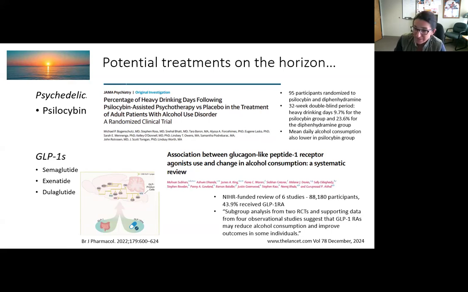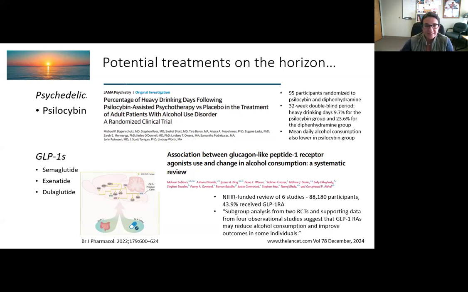It had 95 participants who were randomized to psilocybin or diphenhydramine, or Benadryl, in a 32-week double-blind period. And it showed heavy drinking days at 9.7% for the psilocybin group and 23.6% for the diphenhydramine group. It also showed mean daily alcohol consumption was lower in the psilocybin group. So exciting stuff there. And then, of course, everyone's talking about the GLP-1s, providers and patients alike. We kind of want to know more about it.